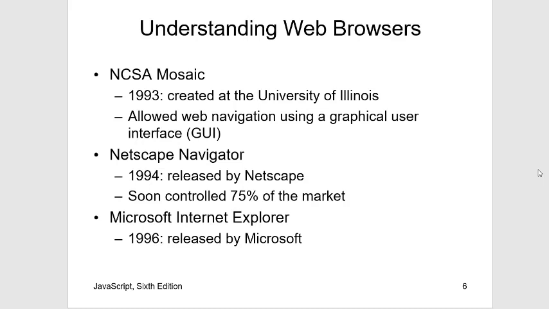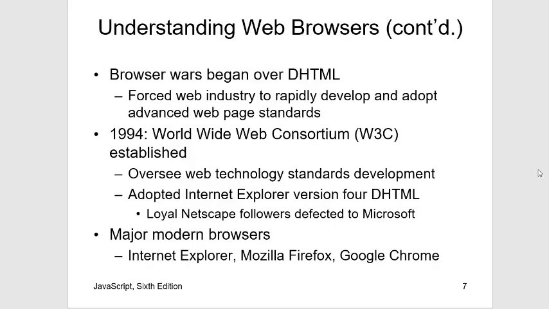Understanding web browsers is key to web development because there have been several, and as they change, so does the syntax with the page development. In 1993, Mosaic was the original browser, followed by Navigator and soon Microsoft Explorer. The browser wars began once DHTML began to develop. On this PowerPoint, it says it forced the web industry to rapidly develop and adopt advanced web page standards.